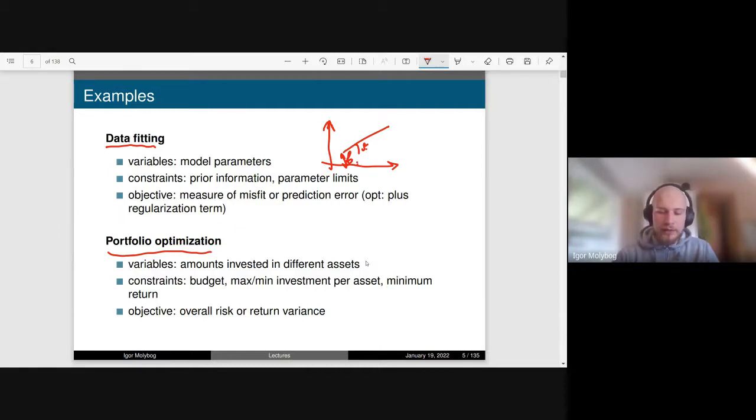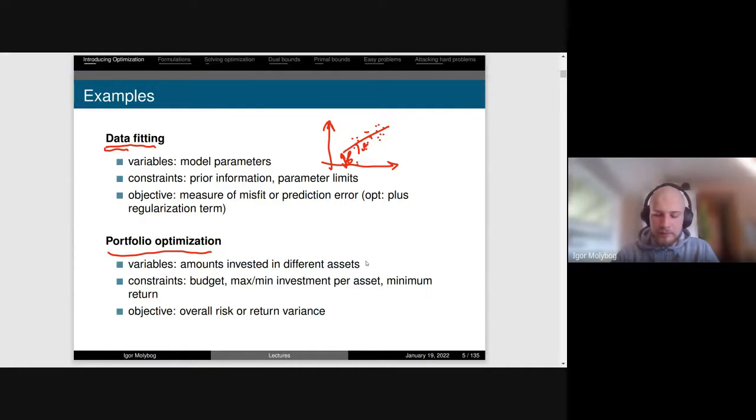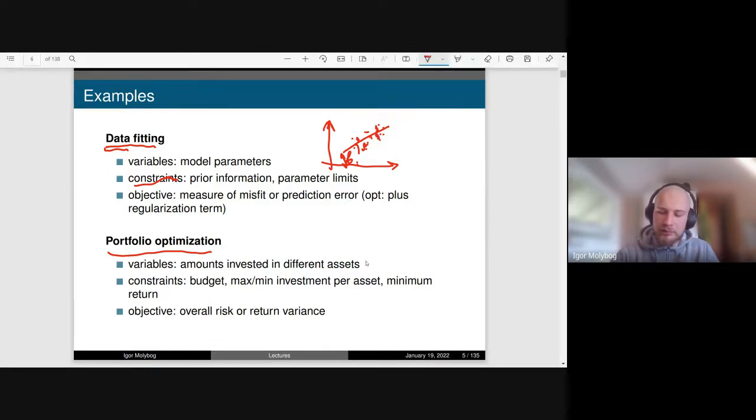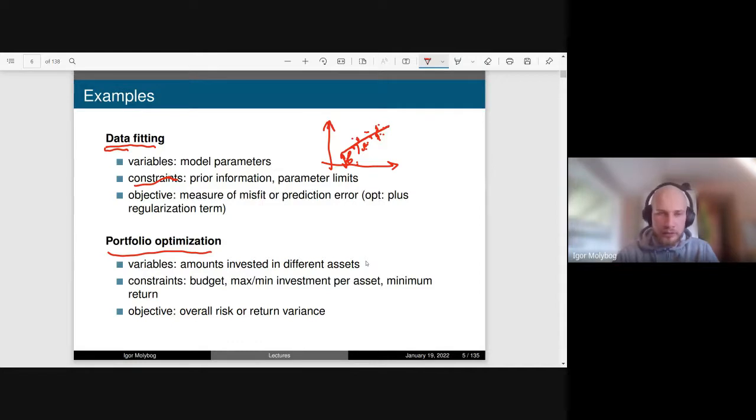We have data, which are, for example, the data points on the plot, and we have some prior information, parameter limits, as the constraints. The objective would be to measure the misfit of prediction, or the prediction error. Essentially, we are minimizing the average distance between the points on this plot and the points on the line that we are trying to fit.